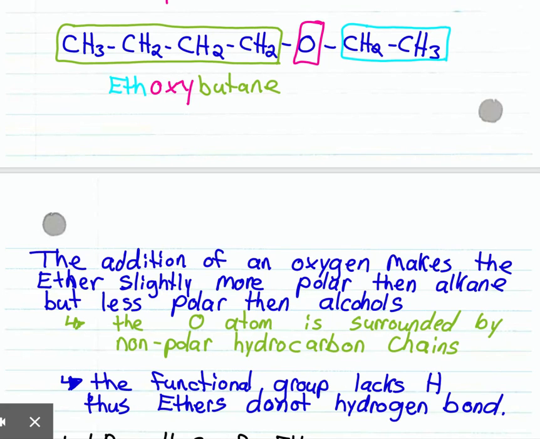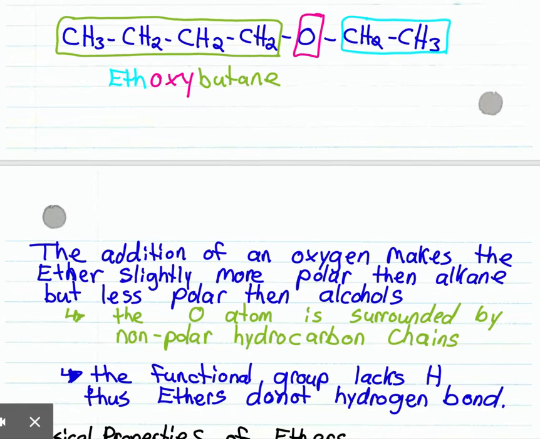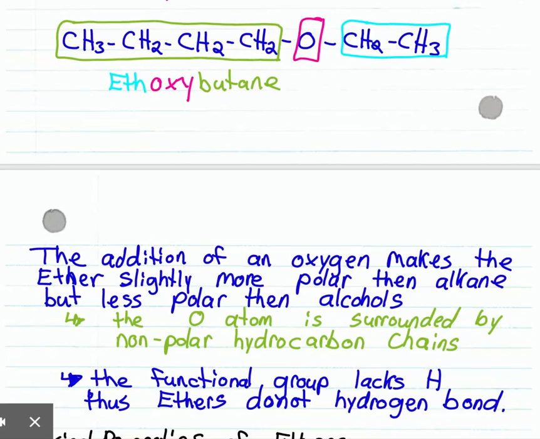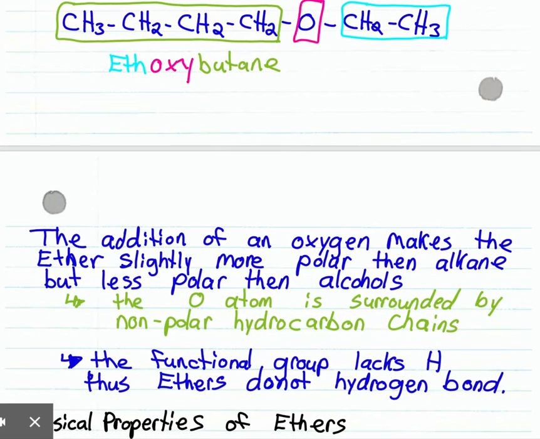The functional group lacks a hydrogen. And so what that means is that an ether is not able to hydrogen bond. The oxygen, you would think it could hydrogen bond with a hydrogen in the hydrocarbon chain, but that's not the case. So the oxygen results in it being a little bit polar, but not a lot polar because the oxygen is surrounded by the rest of the molecule, which is nonpolar.